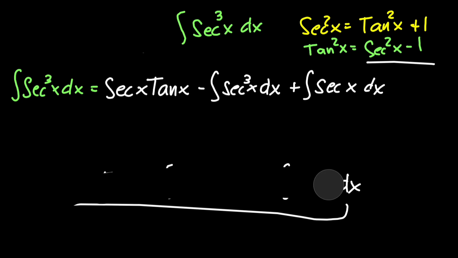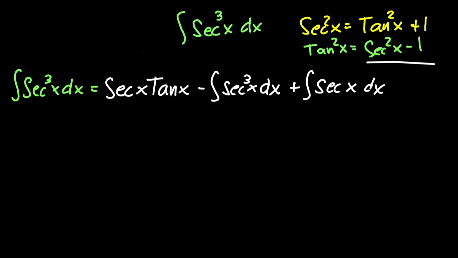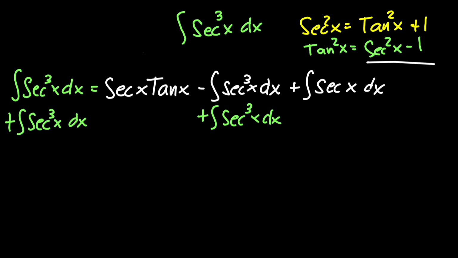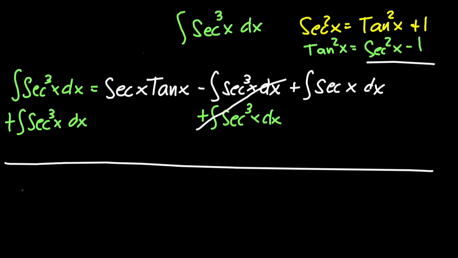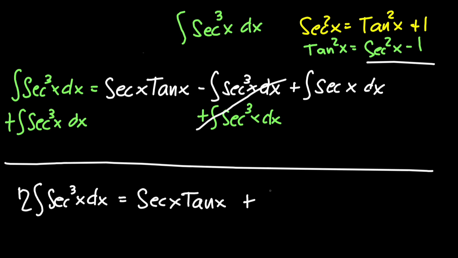Now that we have that, we can now subtract this and put it to the other side. So this would be, add. So add the integral of secant cube of x dx to both sides in order to get rid of this one. So what we have here left is the integral of secant cube of x dx is equal to secant x tangent of x plus the integral of secant x dx.